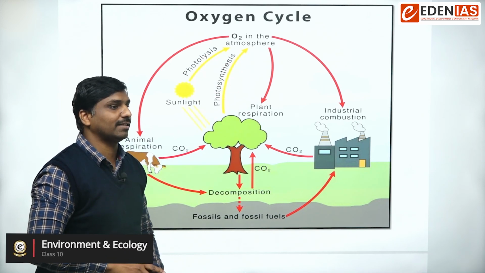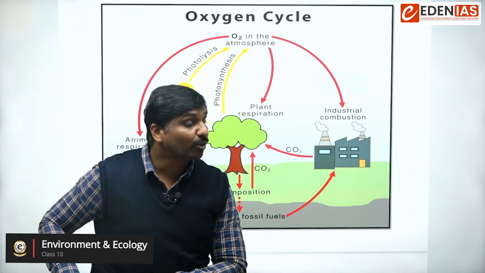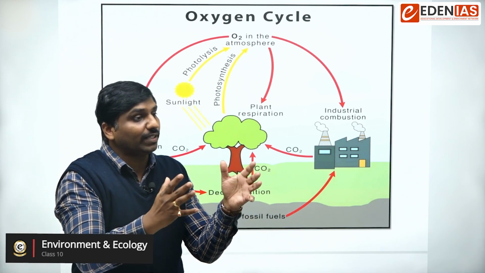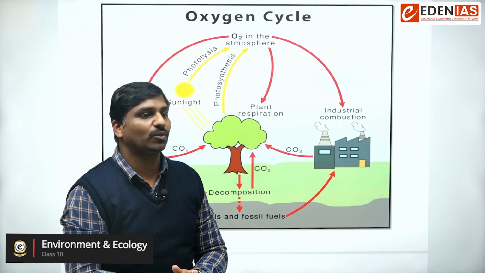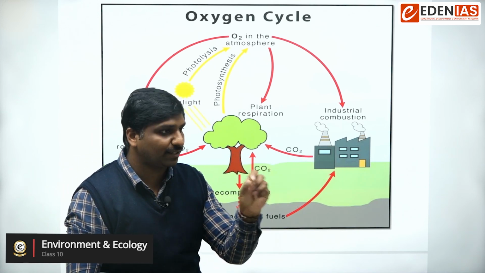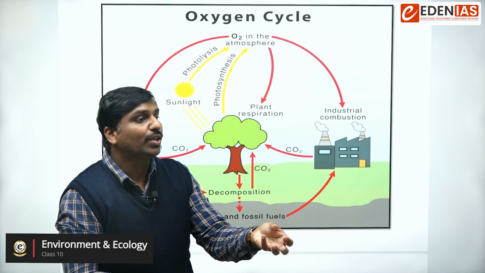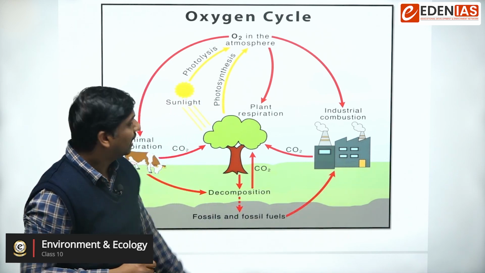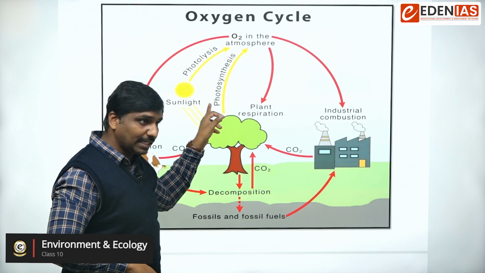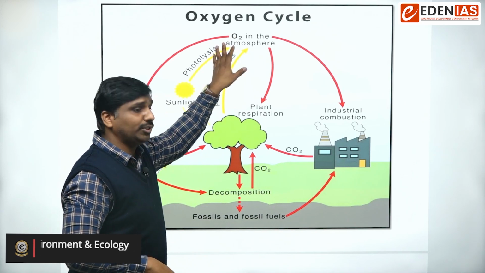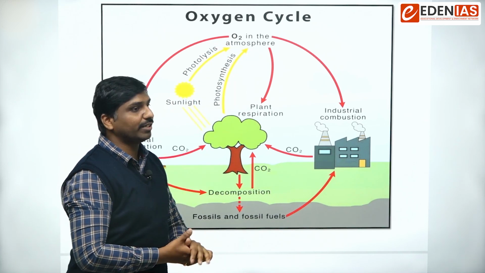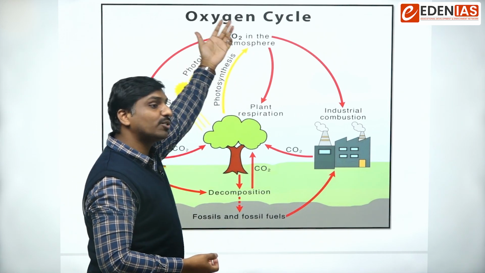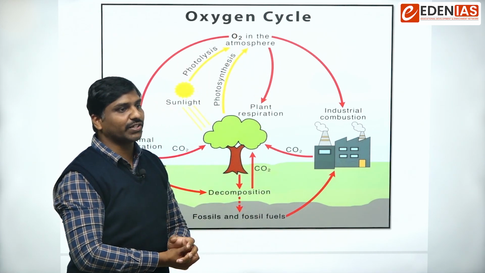Photolysis of what? Photolysis of water, the breakdown of water in the presence of sunlight. That process is known as photolysis. Photo means light, lysis means breakdown. So during the photolysis of water, oxygen can be released. And during the process of photosynthesis, oxygen would also be released into the environment. So these are the two major processes which lead to release of oxygen into the environment.